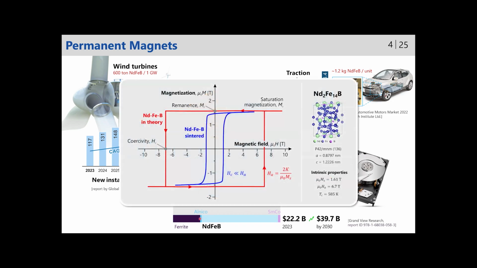And actually, these magnets do not operate at the edge of their physical performance. If we consider the idealized hysteresis loop for this magnet, it's in red. And if we compare with a typical sintered neodymium iron-boron magnet, you see a large discrepancy between what we can get in terms of coercivity and what we actually have. So we have a large room for improvement of the coercivity.